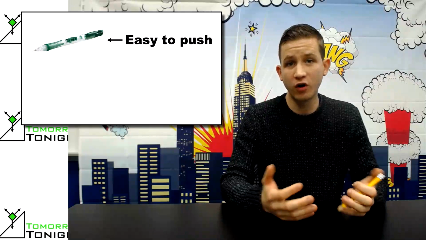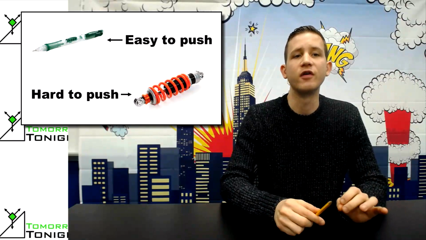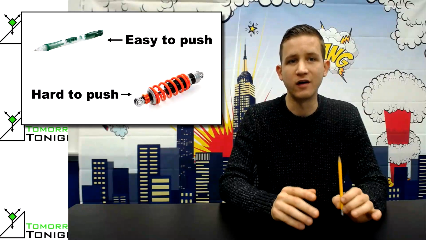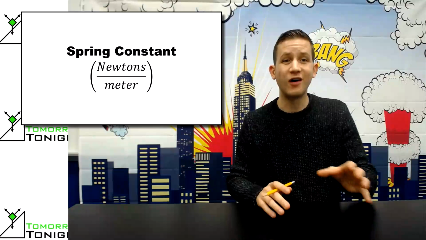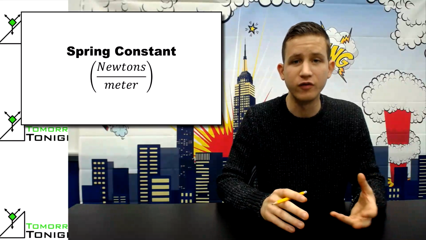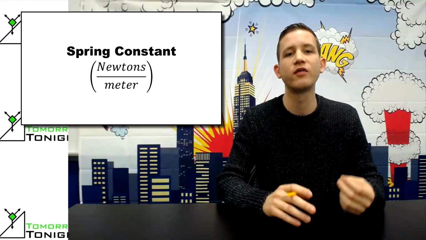Some springs are easy to compress, while others are more challenging. For example, it's a lot easier to squeeze the spring in a mechanical pencil than it is to squeeze a car spring. This difference is due to something called the spring constant. The spring constant is just a number with units of newtons per meter that represents how stiff a spring is. All springs have different spring constants, and the larger the spring constant is for a spring, the harder it is to stretch or compress that spring.